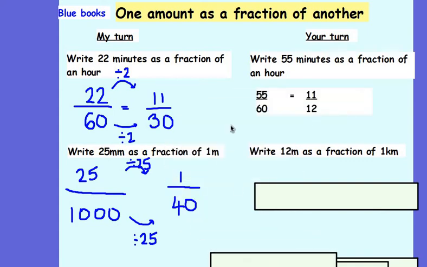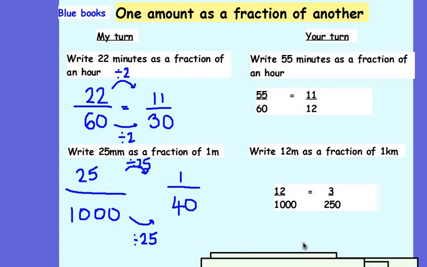And these are the answers I was looking for. 55 out of 60, which is 11 out of 12. And 12 out of 1,000, which is 3 out of 250.